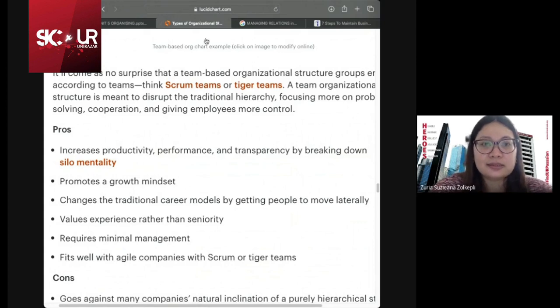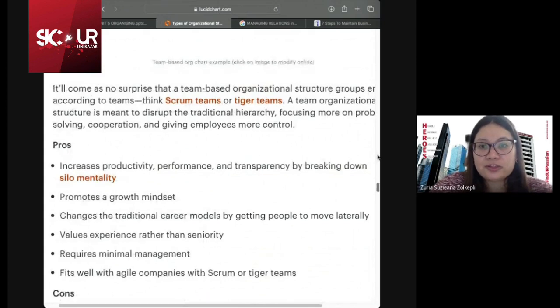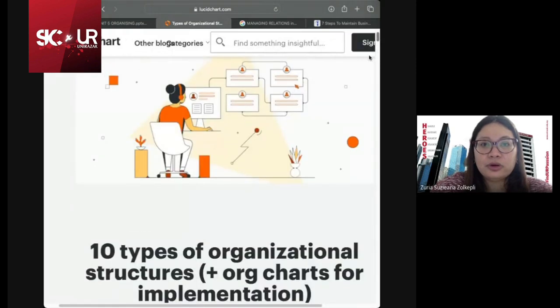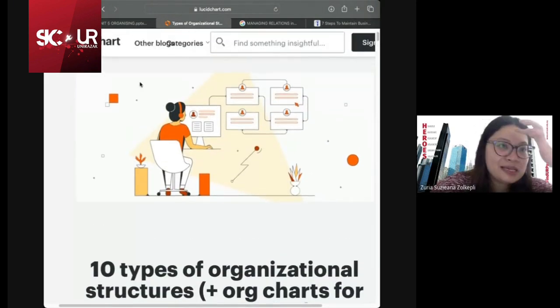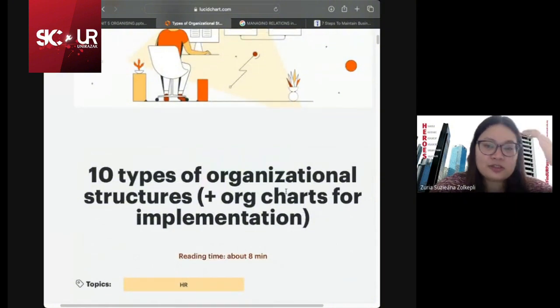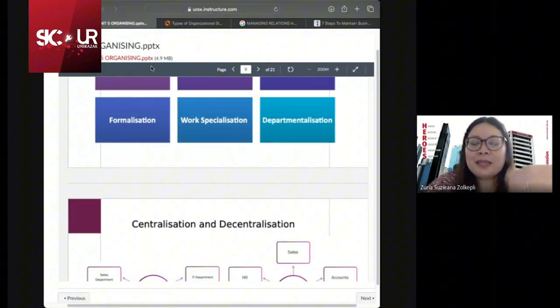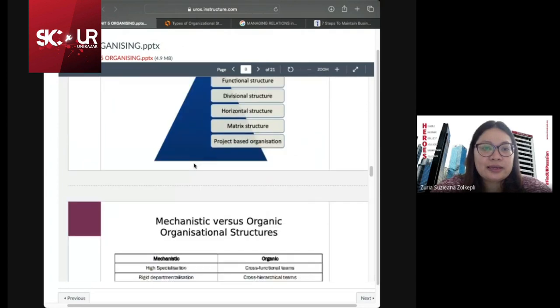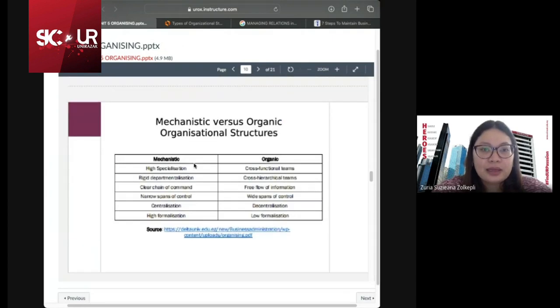This is the, let me show you again so that you can read more. The website is Lucidchart here, and then 10 types of organization structure. Okay, next, let's take a look at the mechanistic versus organic organization structure. So in your study notes here, it has an explanation, so you guys can read that.